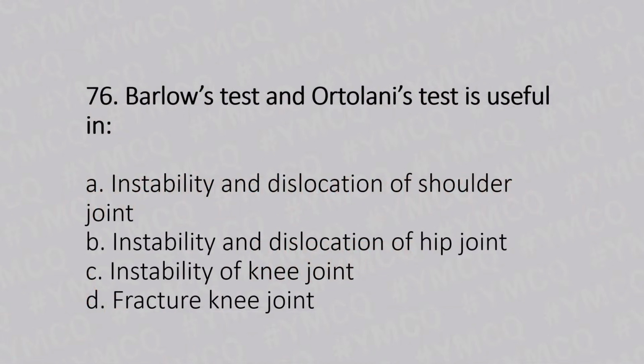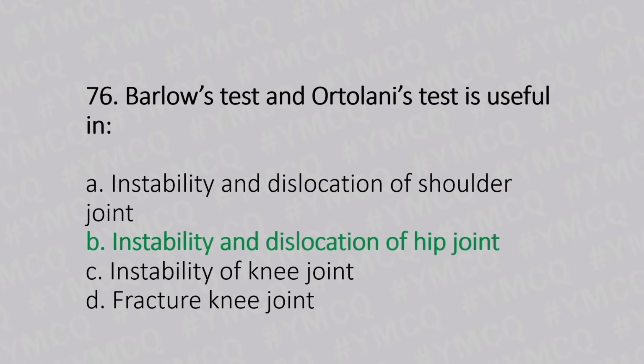Barlow's test and Ortolani test is useful in option A, instability and dislocation of the shoulder joint, option B, instability and dislocation of the hip joint, option C, instability of knee joint, option D, fracture of the knee joint, and the answer is option B, instability and dislocation of the hip joint.